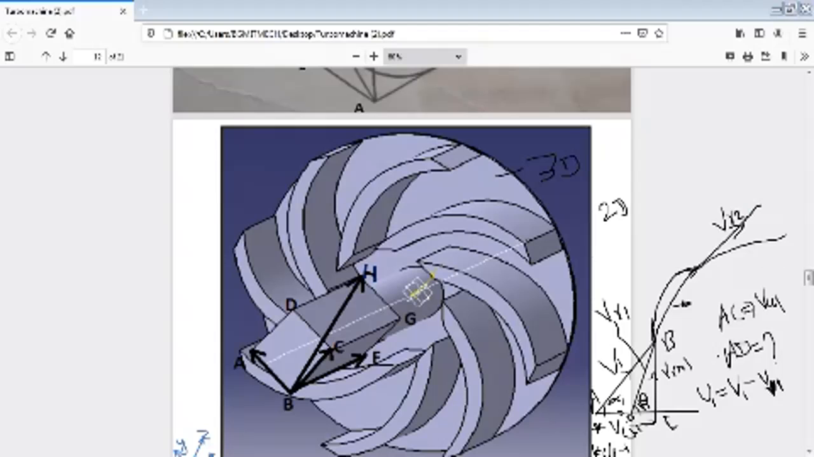And this is the VR2 along the blade tip, and V2 throwing away like this.